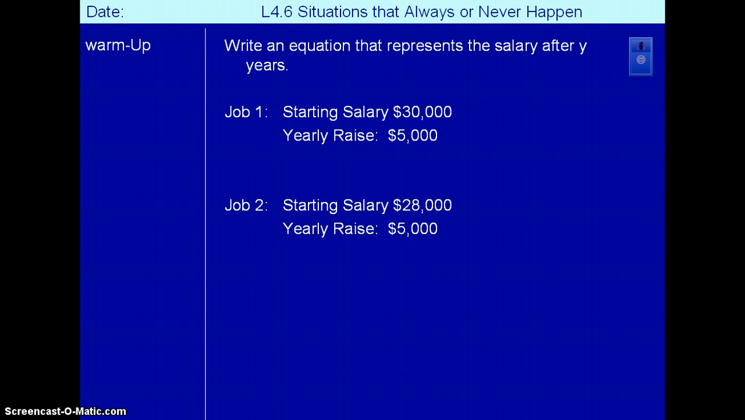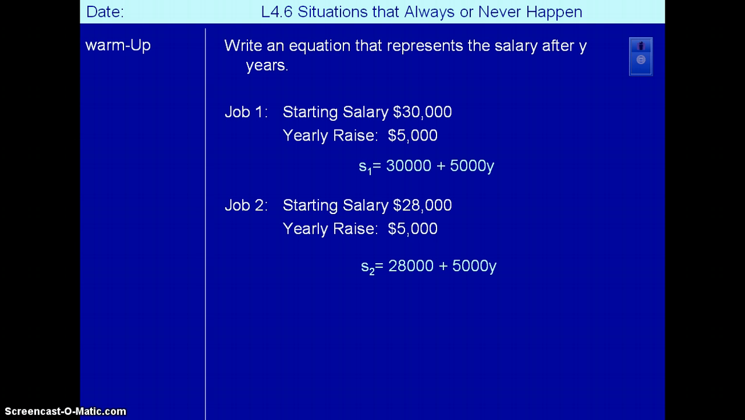For a moment today, just a reminder of our linear situations. If you would please write an equation that represents the salary after Y years for each of the following jobs. Hopefully you came up with something that looks like this.